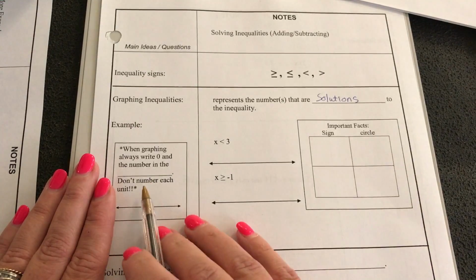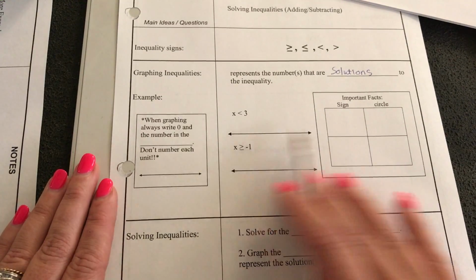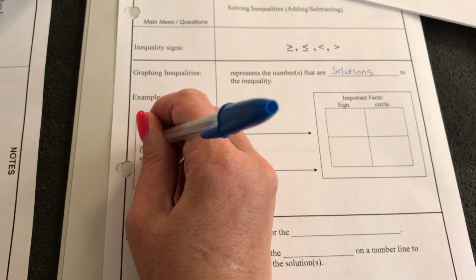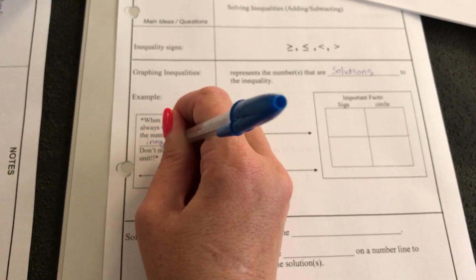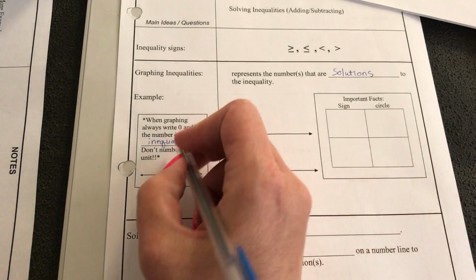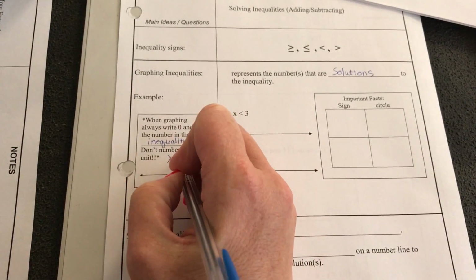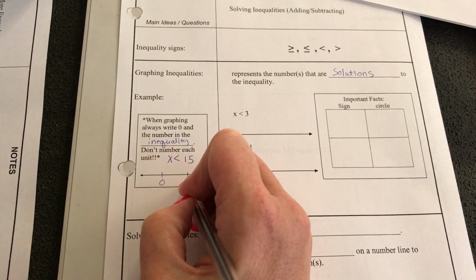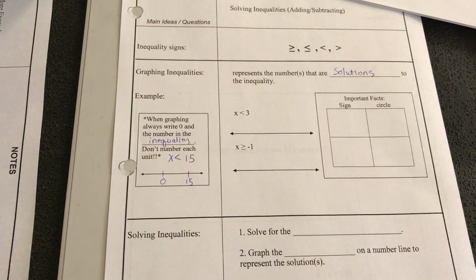When graphing, let's fill in this little box right here before I get into this. It says when graphing, always write 0 and the number in the inequality. Don't number each unit, okay? So if you have x is less than 15, we're going to write a 0 and we're going to write a 15. That's all I'm asking you to do. I'm not asking you to label each and every unit on every single number line, okay?